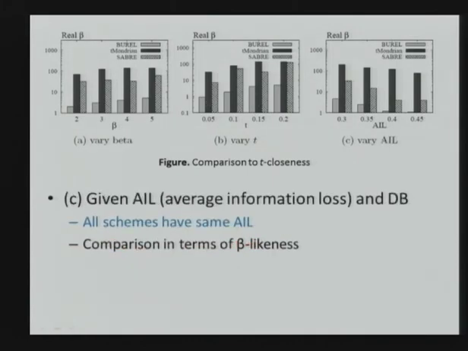And in the third part, we set all the schemes to have the same information loss, and then evaluate their privacy guarantee. In terms of beta likeness, we still find that Purdue is the winner. So, from this set of experiments, we show by experiment that our proposed scheme is more secure than the existing approaches, and at the same time, we provide higher utility.